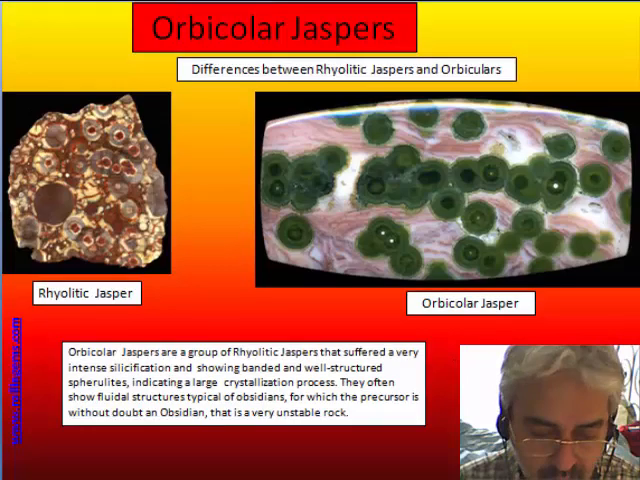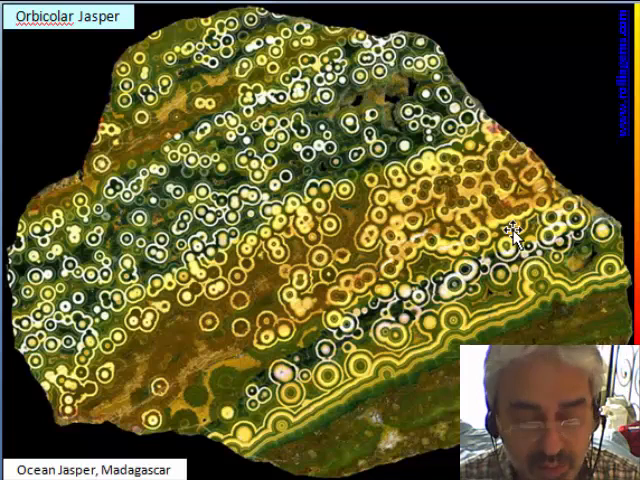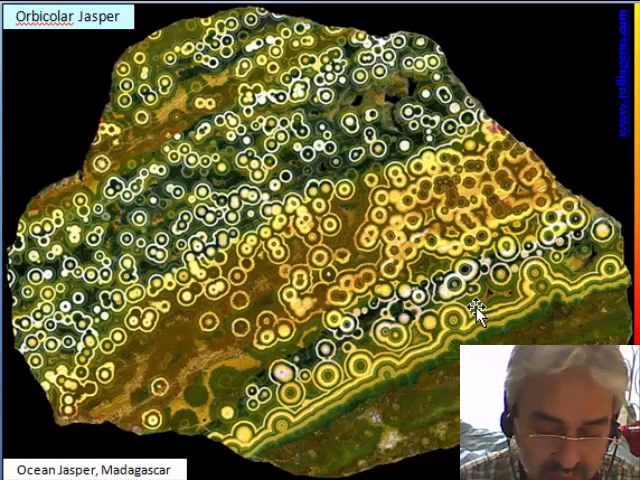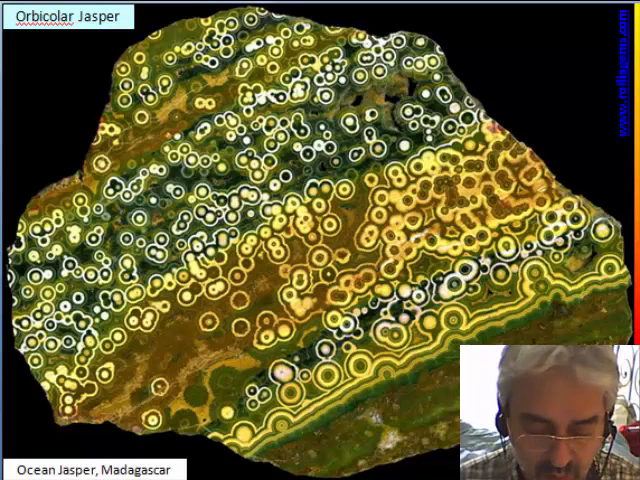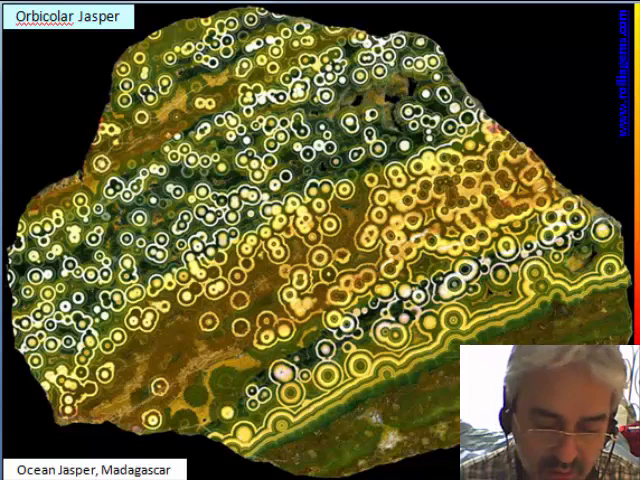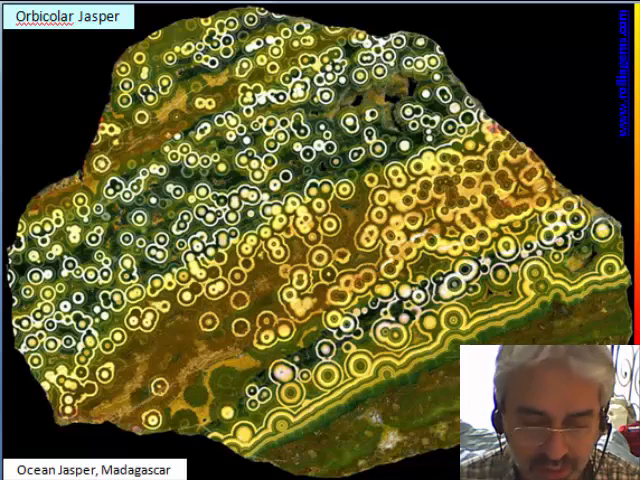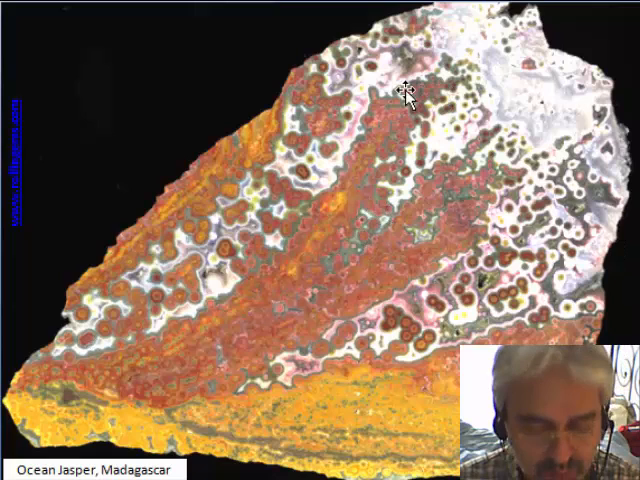And we analyze two of the most important orbicular jasper. One is the ocean jasper from Madagascar. It was found in 1997. It is a very tough material, very good silicification with many orbs. Some of the orbs are of very big size, a few centimeters, and often the spherulites are aligned along a flow line. This is another sample with different color, but also alignment along the flow line.